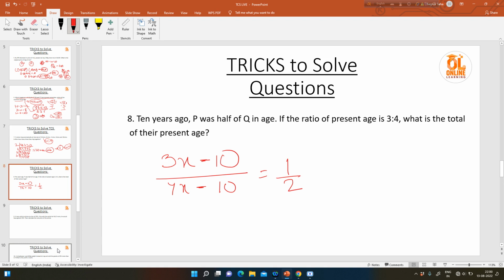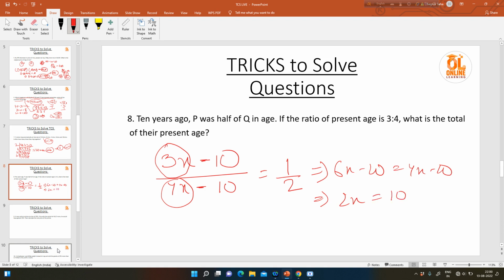So P's current age is 3x, and Q's current age is 4x. If we subtract 10 from each, 3x minus 10 and 4x minus 10, then we will get the ratio of 10 years ago, that is 1 by 2, right? Now let us solve it. Okay, just solve it. 6x minus 20 by 4x minus 10, right? So it would be 2x.